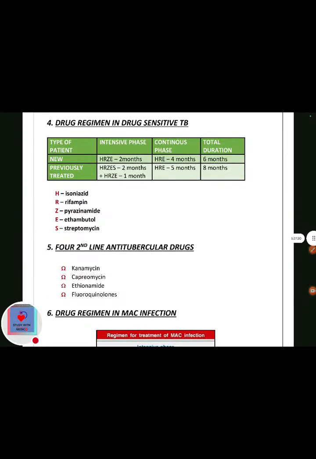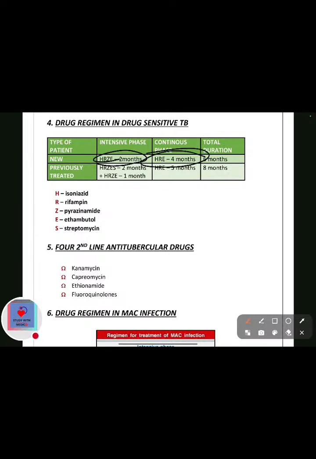Drug regimen in drug sensitive TB. Drug sensitive TB means no resistance is there. Then the intensive phase is for 2 months, after that 4 months, and by 6 months you are free of TB. For 2 months you take 4 drugs, then only 3 drugs for 4 months, so the treatment is complete in 6 months. The 2 months are the intensive phase.